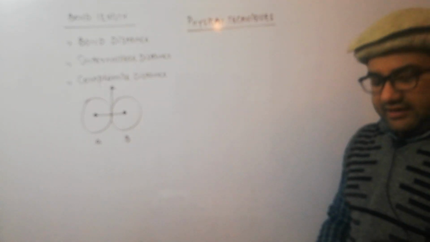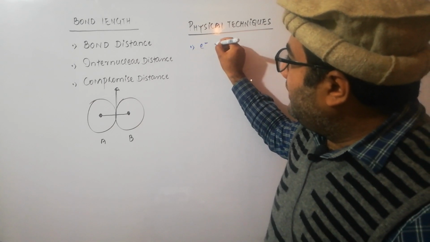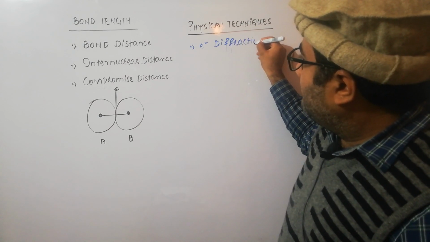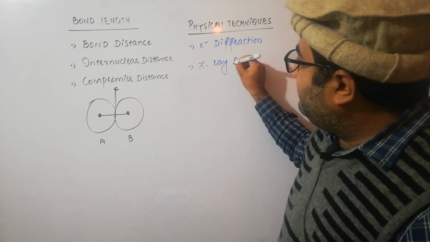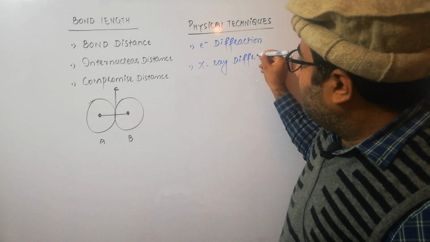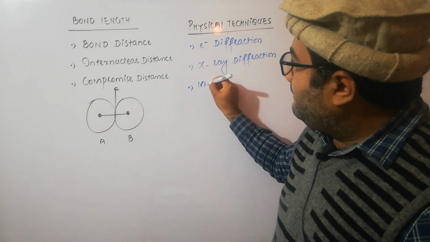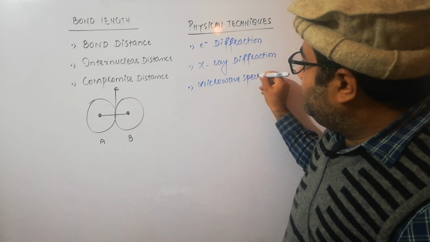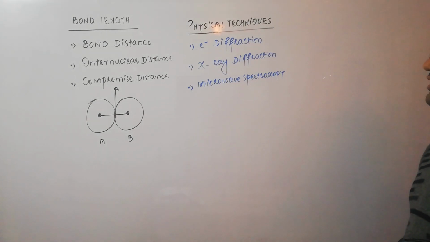And what are those physical techniques which are used? The physical techniques are electron diffraction, X-ray diffraction, or microwave spectroscopy. So these are three important physical techniques which can be used to find the bond length.